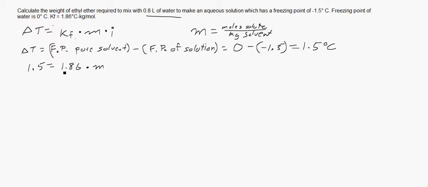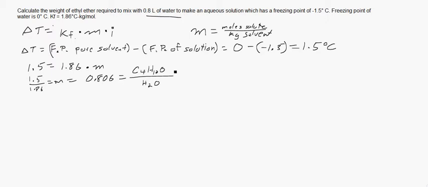So when you set this problem up to find this m value first, because we're going to need that, we just set it up: 1.5 divided by 1.86, that's equal to m. That just gives us 0.806. Alright, so that's equivalent to this here, moles of solute over kilograms of solvent. So what's our solute? Well, again, the solute is what you put into your solvent. So in this case, it's ethyl ether. What's the solvent? Solvent in this case is just water.